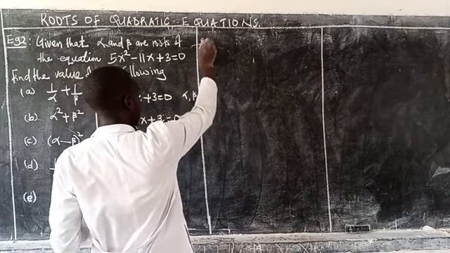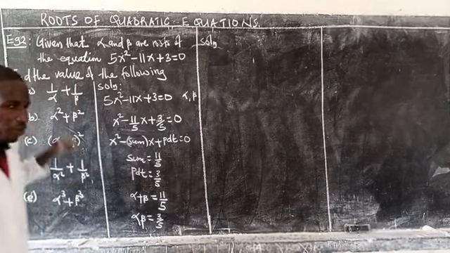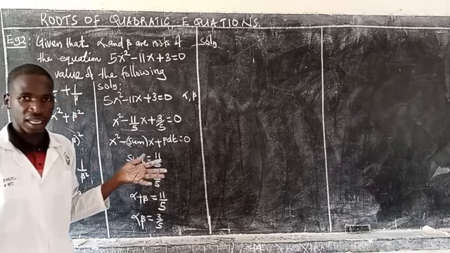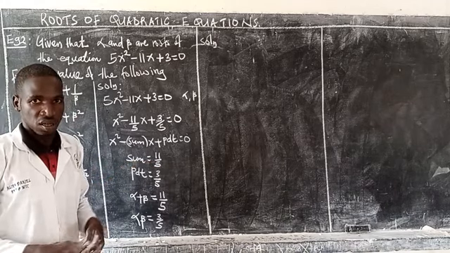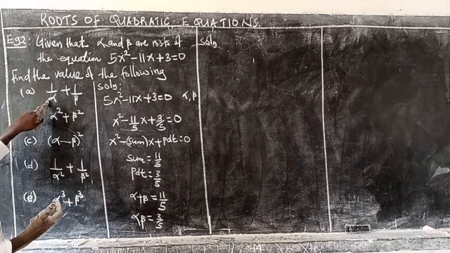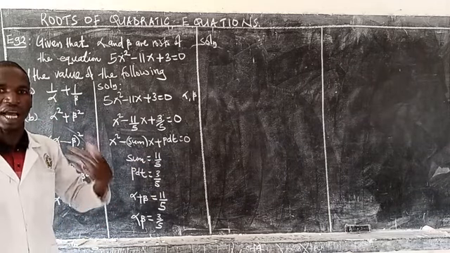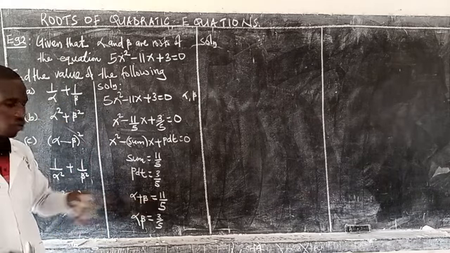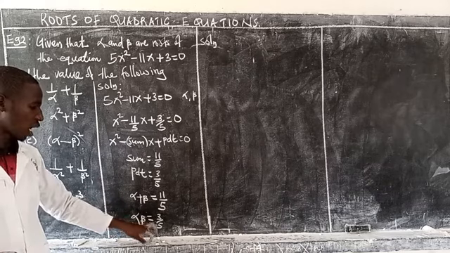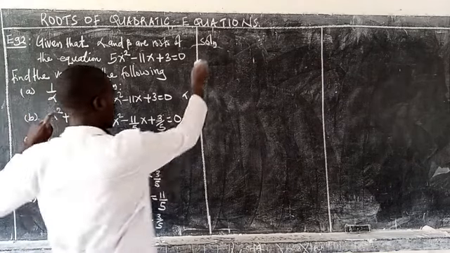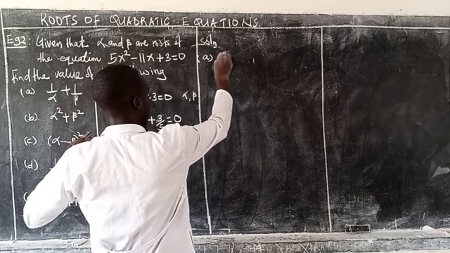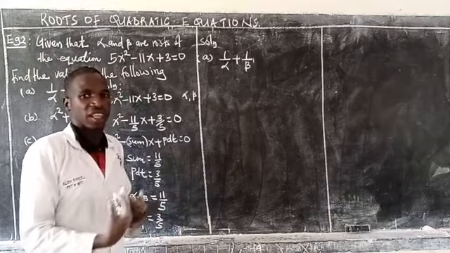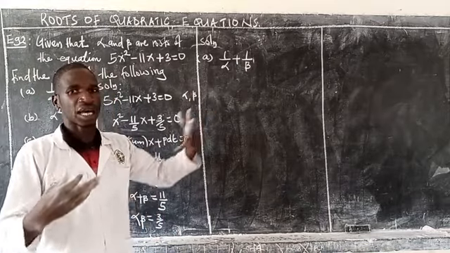Having known this, I can get all this within no time. Solution to part A. They're asking, can I obtain the value of 1 over alpha plus 1 over beta? Yes, I can do that. How do I do it? I have to first express 1 out of alpha plus 1 out of beta in terms of sum and product. As simple as that. Where there is sum, I substitute 11 out of 5. Where there is product, I substitute 3 out of 5. So, if I start with part A, 1 out of alpha plus 1 out of beta, if they want the value, I first express this in terms of sum and product.